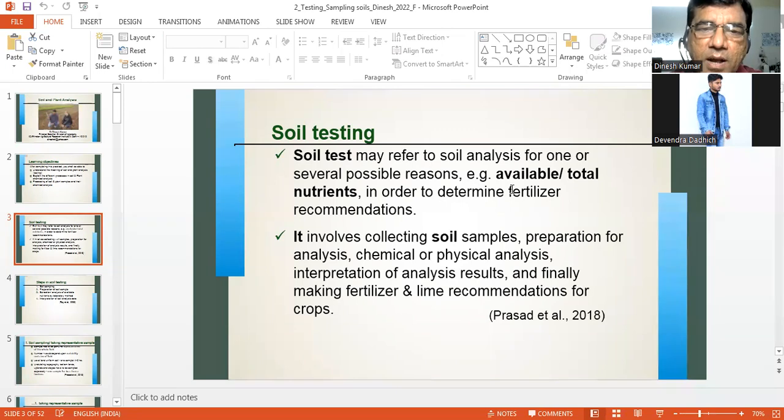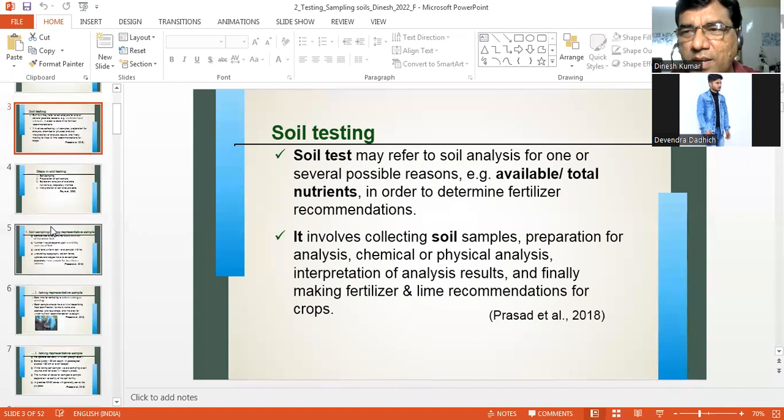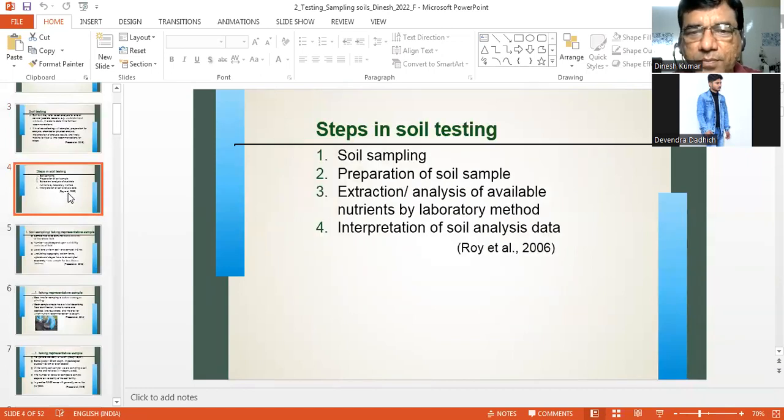And what are the different components or steps in soil testing? It involves collecting of soil samples, preparation for analysis, that is processing of soil sample, and then chemical or physical analysis, whatever is your aim. Then after the analysis work, you need to know what it means, means interpretation of analysis results, and finally give the recommendations of the fertilizers or whatever is your requirement or purpose of soil sampling. The steps are soil sampling, preparation, and then extraction or actual analysis of the soil samples, and then interpretation of soil analysis data. So there are 4 steps in this.